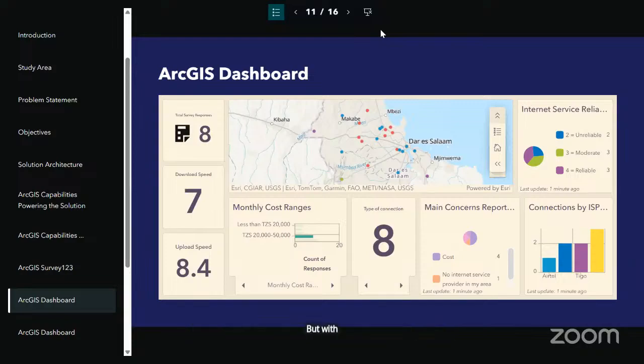But with Field Maps, okay, I'll just continue. With Field Maps, as I've said, it's a mobile application that allows the officers to collect data about the communication assets derived from the field. And I'm so sorry that I was not able to connect this with my phone. I don't know why.